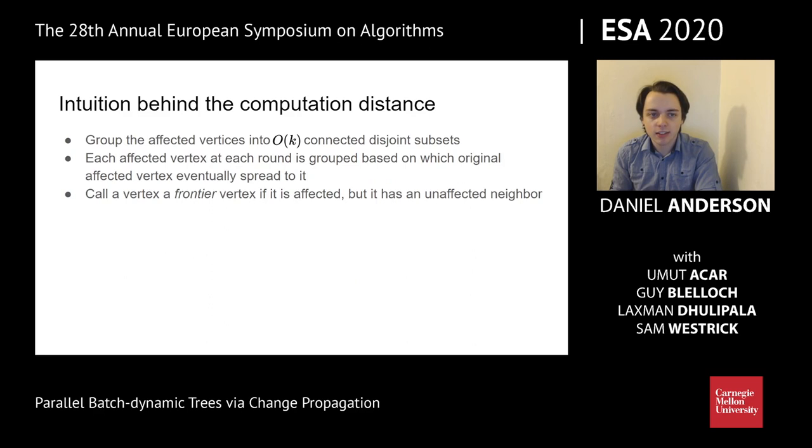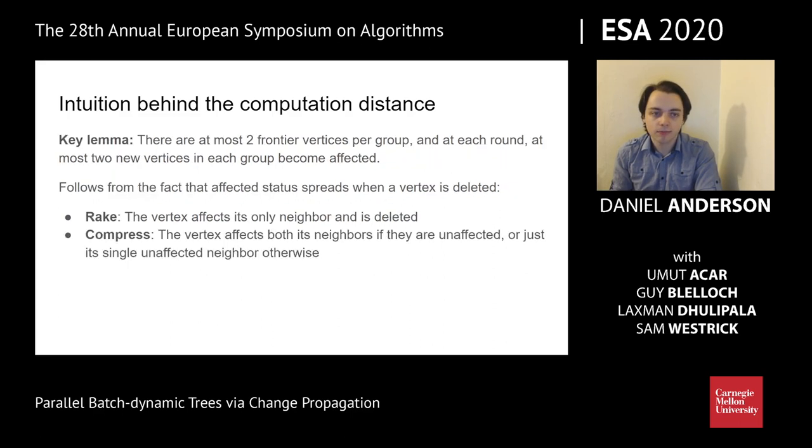To counteract this, we imagine grouping the affected vertices into order k connected disjoint subsets. In particular, we define the groups based on which initial affected vertex from the first round spread to each vertex, breaking ties arbitrarily. Within each group, we then call a vertex a frontier if it's affected but it has an unaffected neighbor. Note that the frontiers are the vertices that can spread.